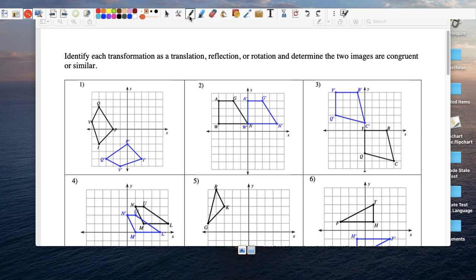Really quick video. We're supposed to identify what transformation is shown, and that's all you have to do. Then determine if the two shapes, the original and the image, are congruent or similar.